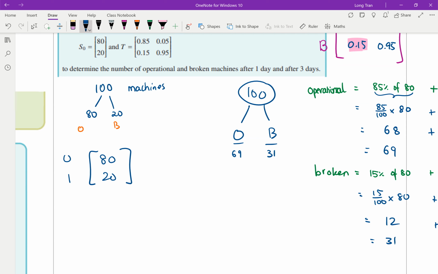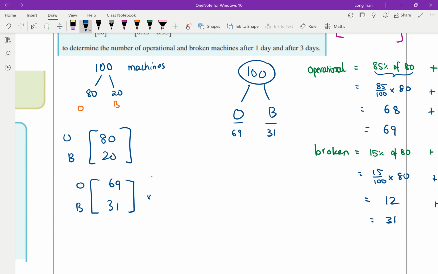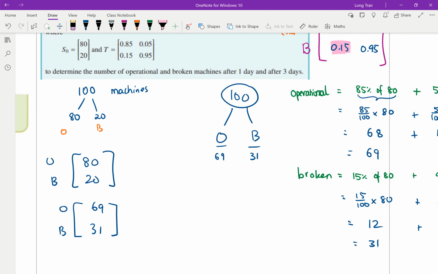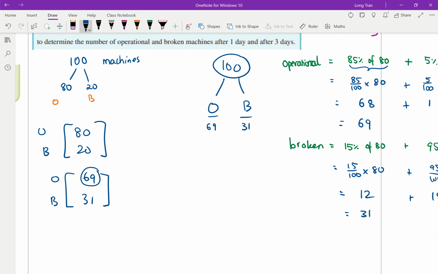So I'm going to do O and B here. That's day 1. Day 2, operational and broken, I now have 69 and 31. Okay, so the question is, if I continue this pattern, where I'm now going to times this by the transitional matrix again, do the same thing, or figure out the percentages. 85% is, if it was 69 here, I can do again 85% of that, and then 5% of this will work. Then you do that again, you get another third day, so day 1, day 2, day 3, you can continue on. That's what this exercise is about.